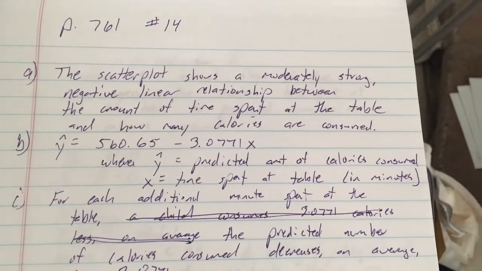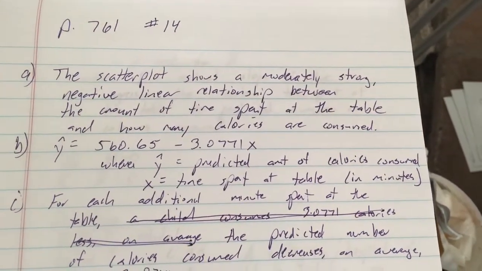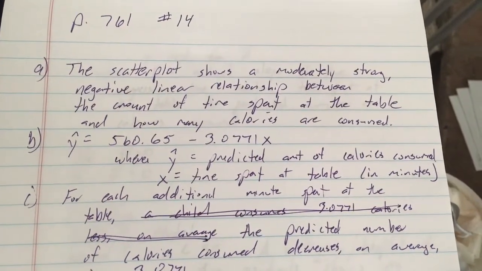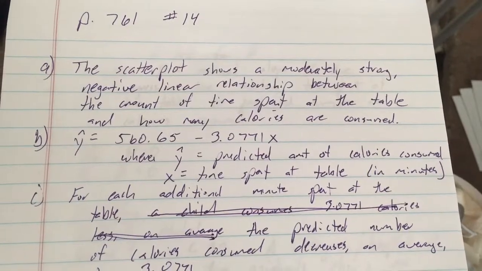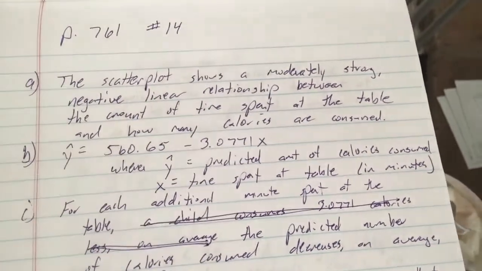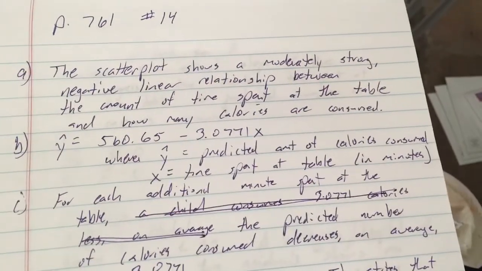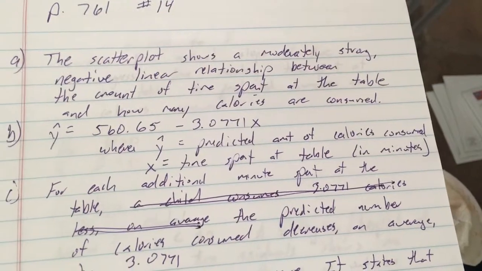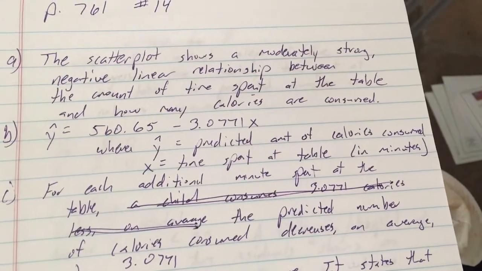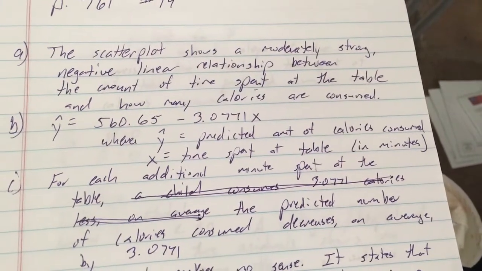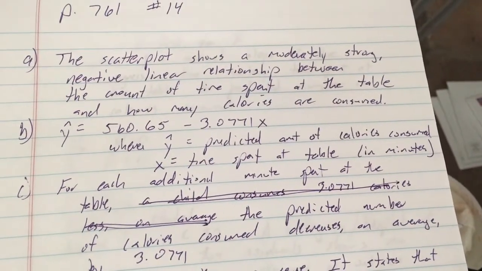All right, guys, I'm going to work out a problem. Page 761, number 14. This is how to do a significance test when you're testing the slope of a regression line. If you read problem 14, it talks about the relationship between the number of calories consumed and the amount of time spent at the table. So we're going to go through each part of this problem, A through D.